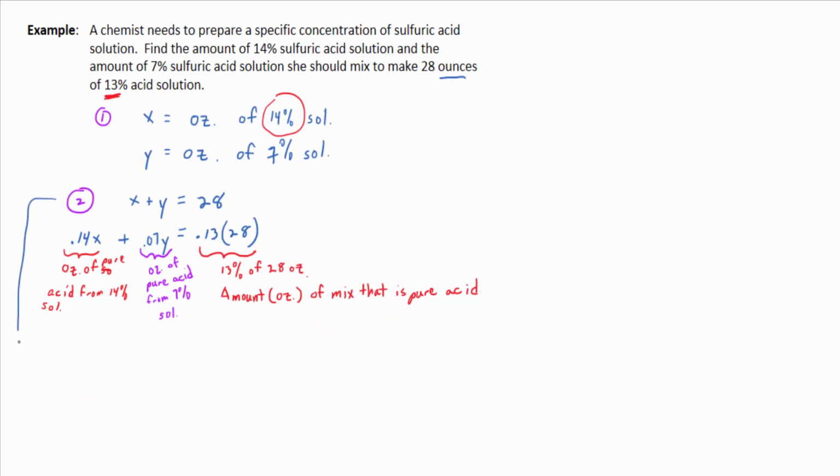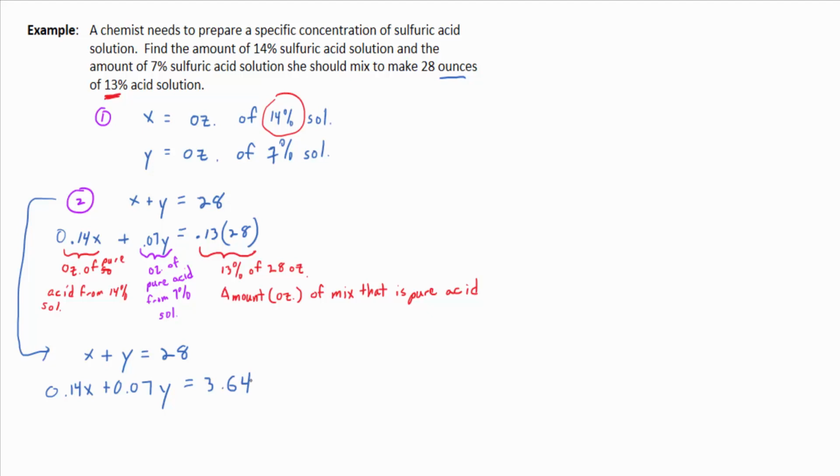So going down here, let's rewrite. Well, the first equation we don't need to rewrite. x plus y equals 28, rather. And then we have, I'm going to write it as 0.14, so you can see the decimal point easier, times x, plus 0.07 times y, equals, what's 0.13 times 28? So multiply this out, 3.64. Okay? You could clear those decimals if you wanted to. What could you multiply through the second equation by to clear those decimals?